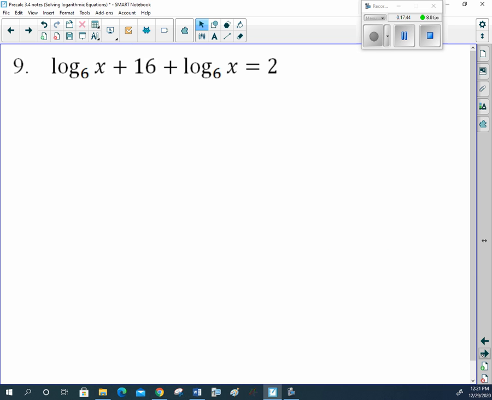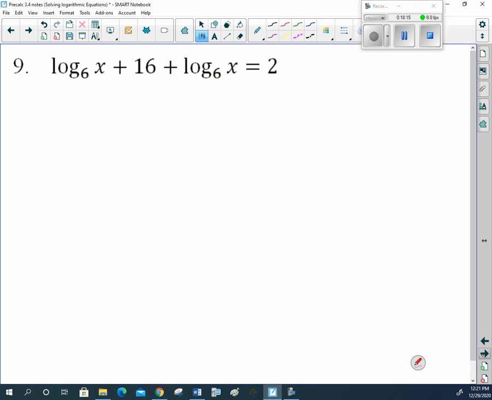Okay, here we go. We've got log base 6 of x plus 16 plus log base 6 of x equals 2. Okay, first of all, you need to understand that this 16 right here is not grouped with that x. It's not in parentheses. If it was grouped, it would have parentheses around it, okay? So 16 is just some number. I'm going to move it to the other side. I'm going to get it out of the way with the 2. It's like terms with the 2.